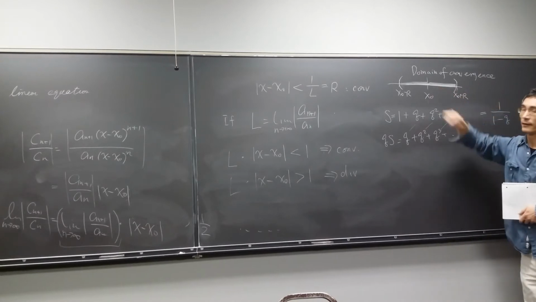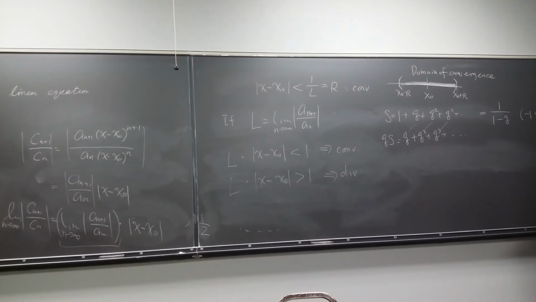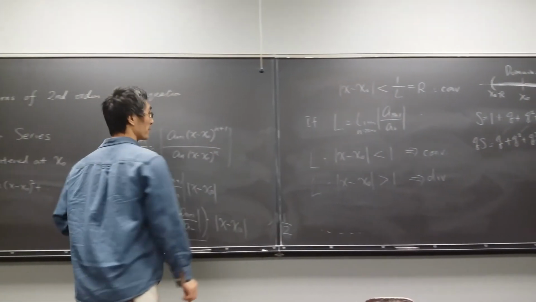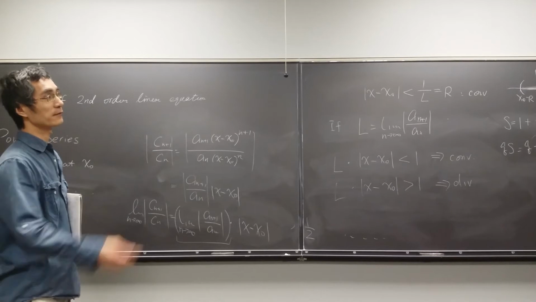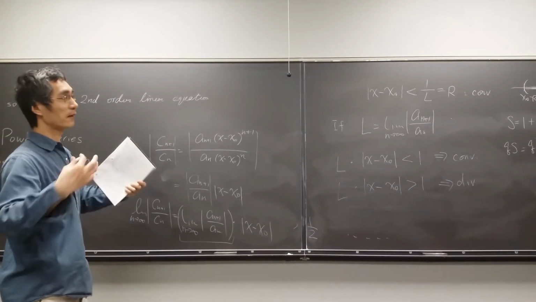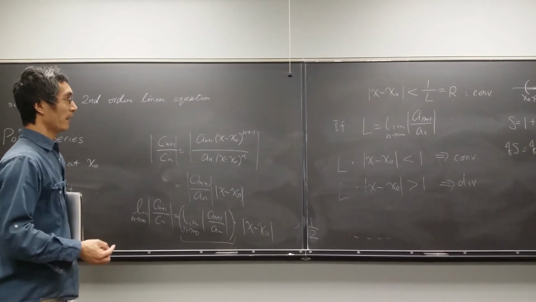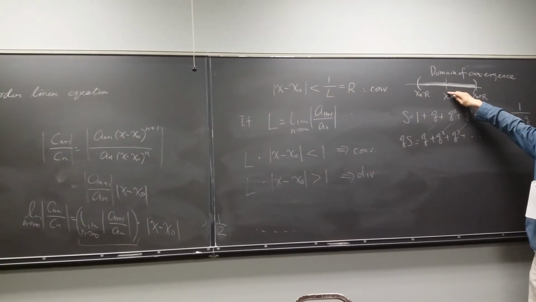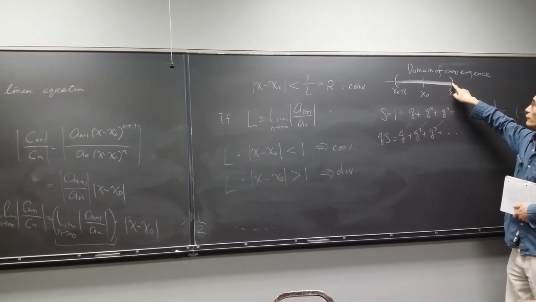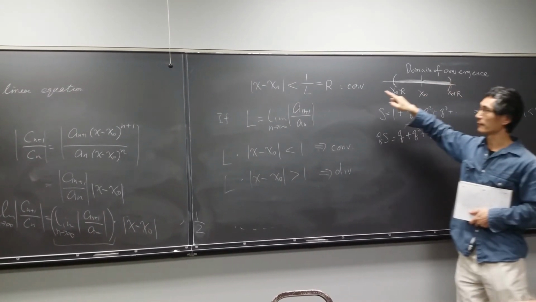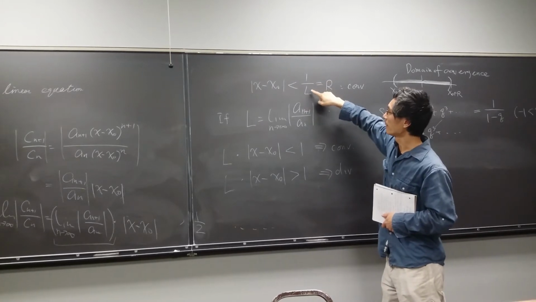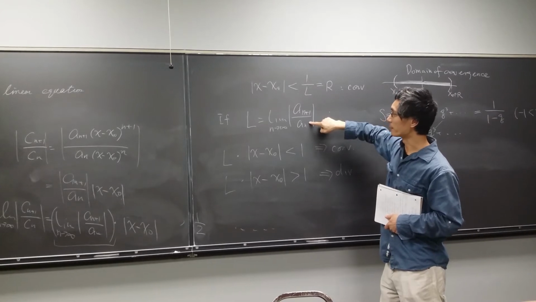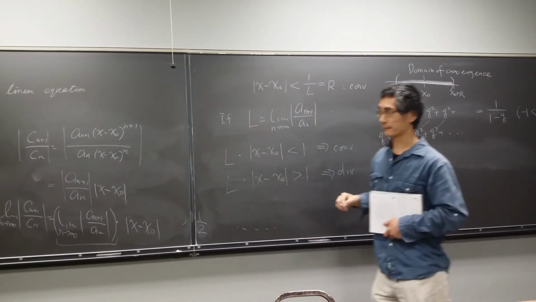On the boundary, it's more tricky because we need to do extra work to see if it's convergent. But for most purposes, we don't really care that much about the boundary. We just say inside this interval it's convergent, outside this interval it's divergent. And how do we find out this interval? Of course, the center is given, and all we need to do is find the radius. And the radius is given as the reciprocal of L, where L is the limit of the ratio of the coefficients of the power series.